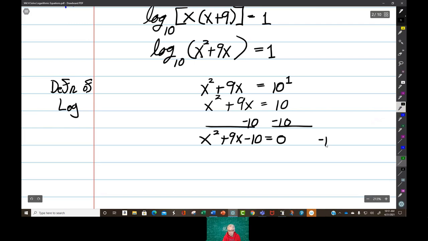And negative 10 is going to equal 10 times negative 1, and 10 plus negative 1 is positive 9, right there. So that's how I'm going to factor this. Plus 10, minus 1.